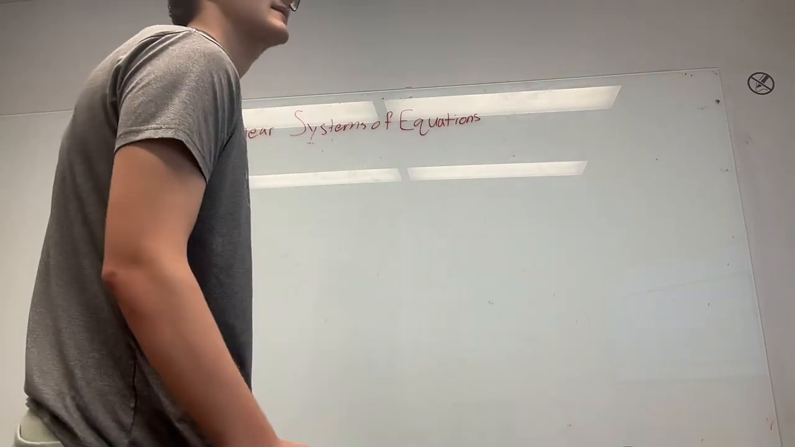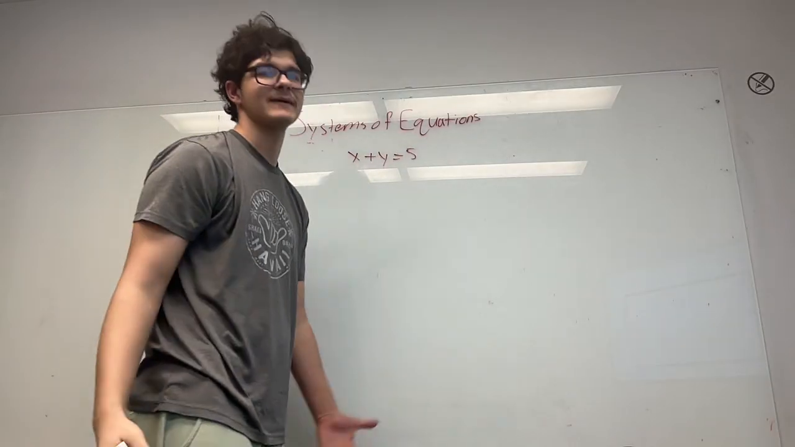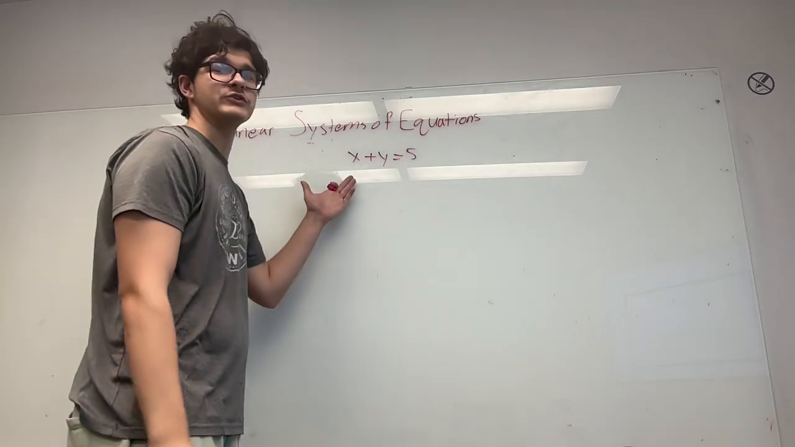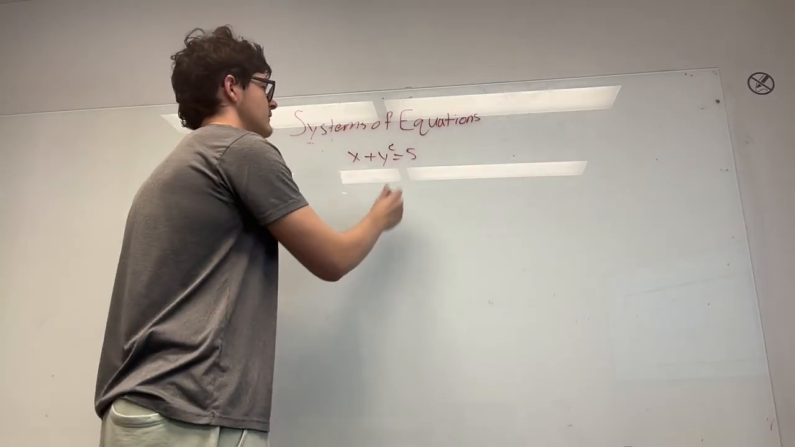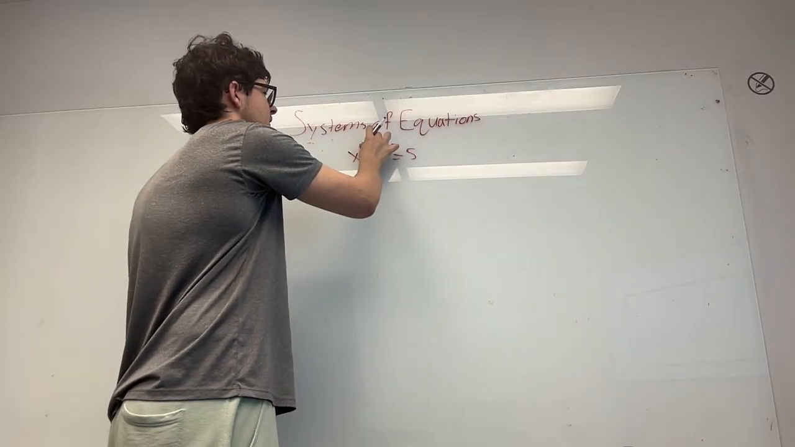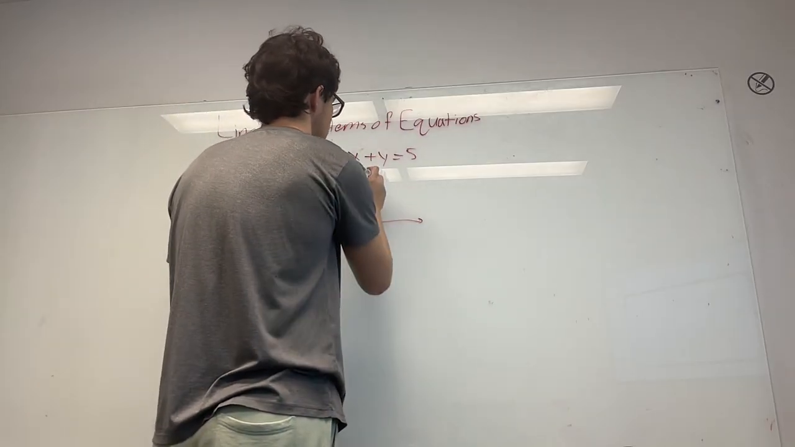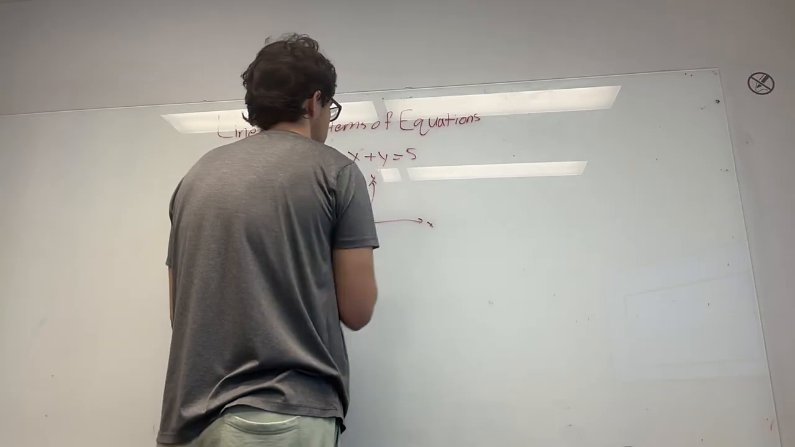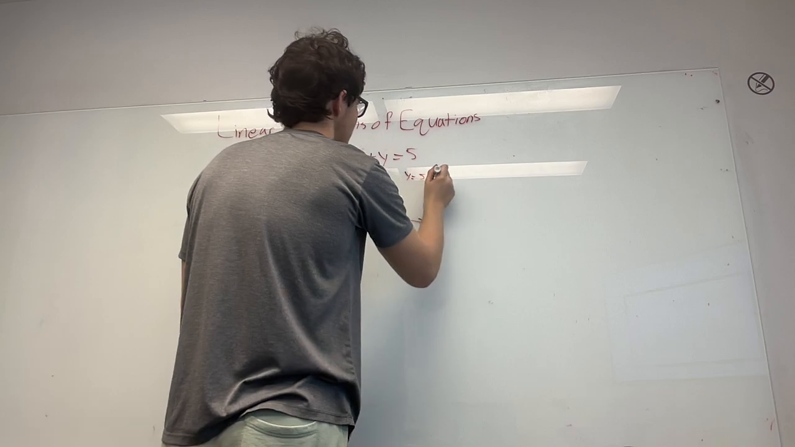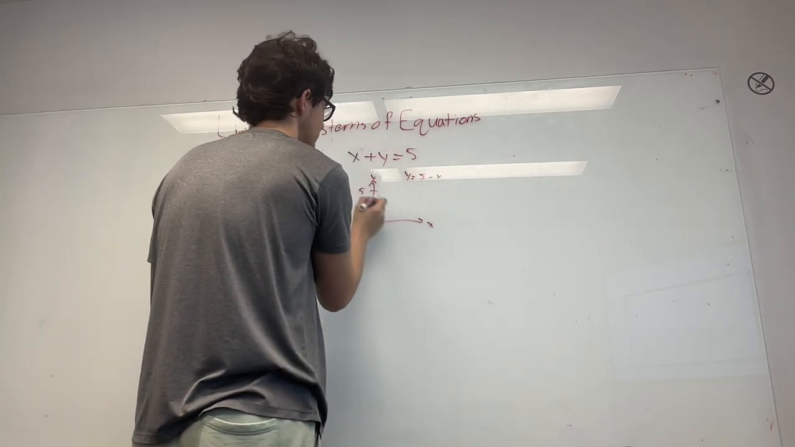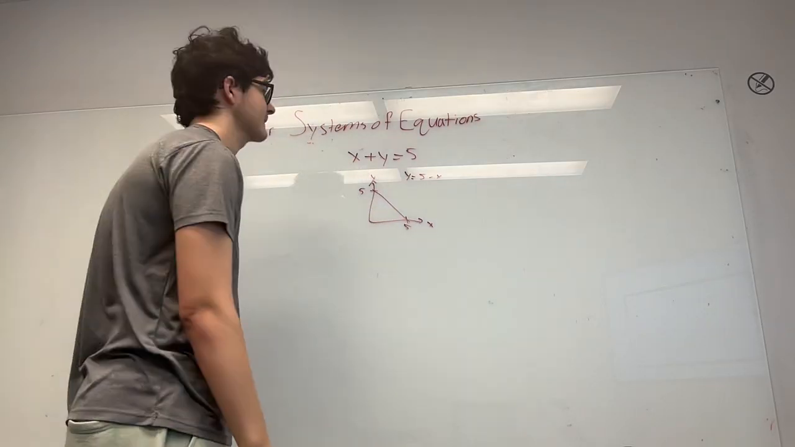What is that? An equation is literally just like x plus y equals 5. Everyone's done that, right? And this is a linear equation because it's a line. You're not doing y squared or x cubed or any of that. It's just a line. So if you were to graph this line, x plus y equals 5, or we could say y equals 5 minus x. So if you have 5 right here, that's our line, right?